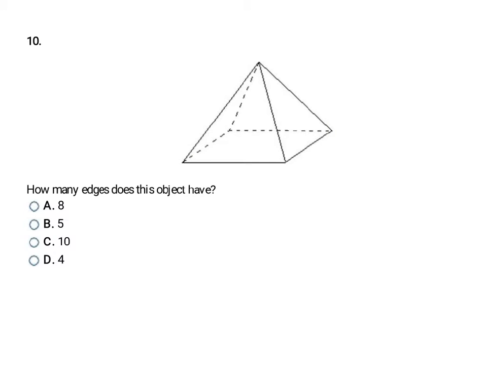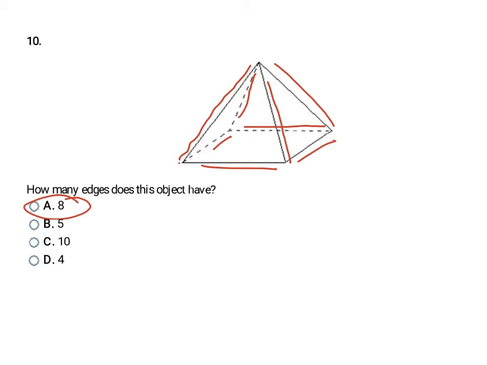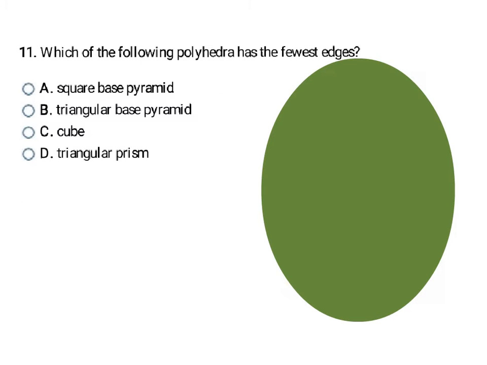How many edges does this object have? Well, remember, edges are the lines that an object has. And so when I count them up, I have 1, 2, 3, 4, 5, 6, 7, 8. And so there's 8 edges on this object, making my final answer A.